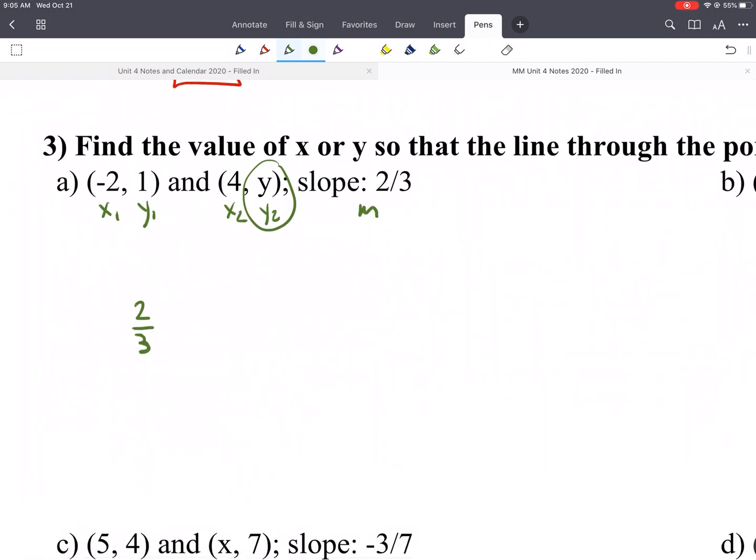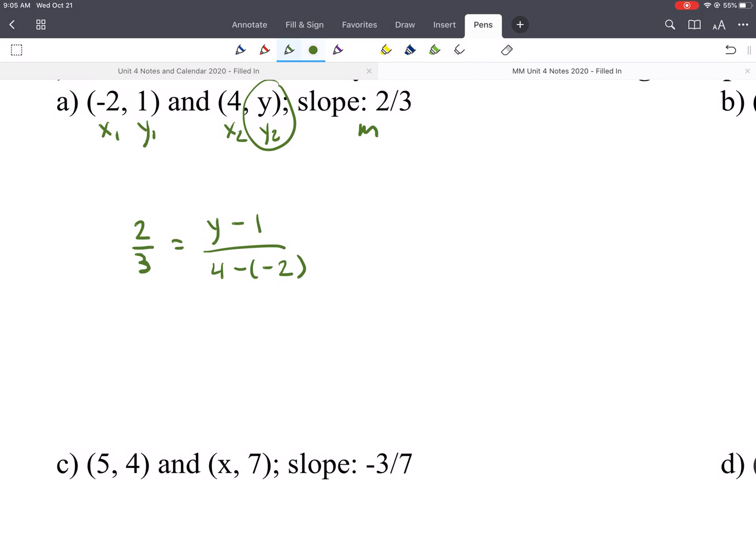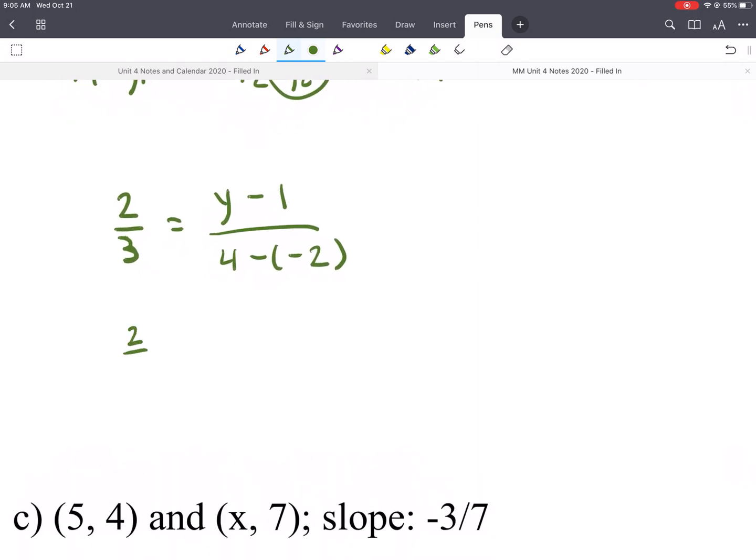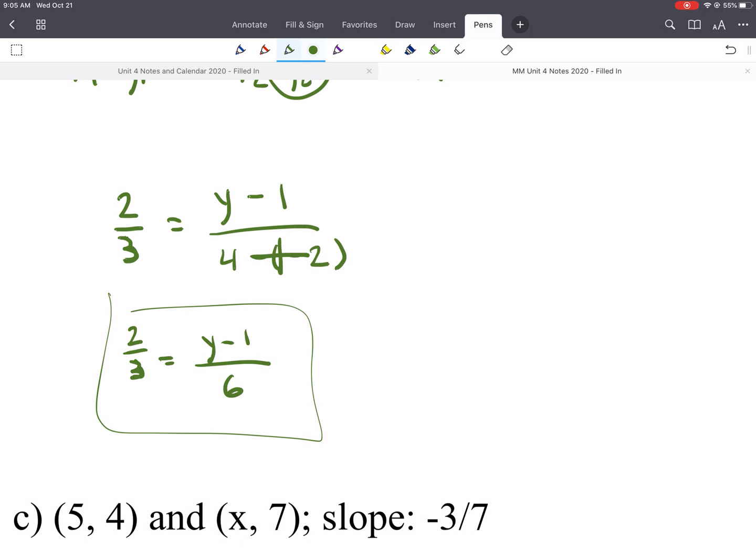This is m, is equal to the difference in the y's, so here we'd do y minus 1, all over the difference in the x's. So here I'll do x2 minus x1, so that'd be 4 minus a negative 2. And then we'll just simplify. So we have 2/3 is equal to y minus 1 over 4 plus 2. So this would be a plus now, which gives us a 6. And now this looks just like cross multiplication.